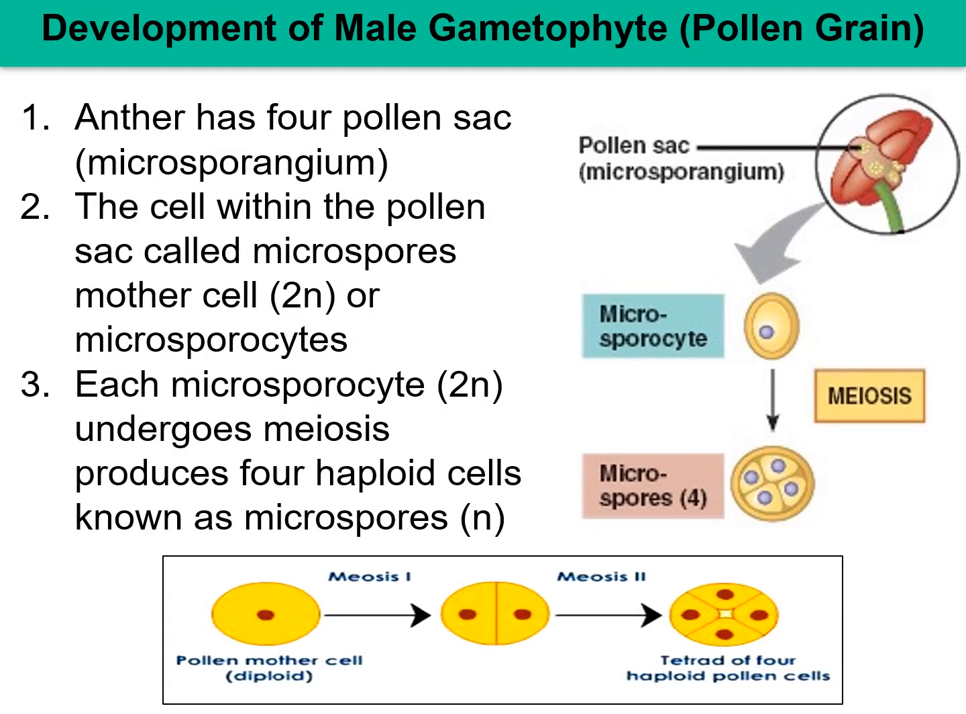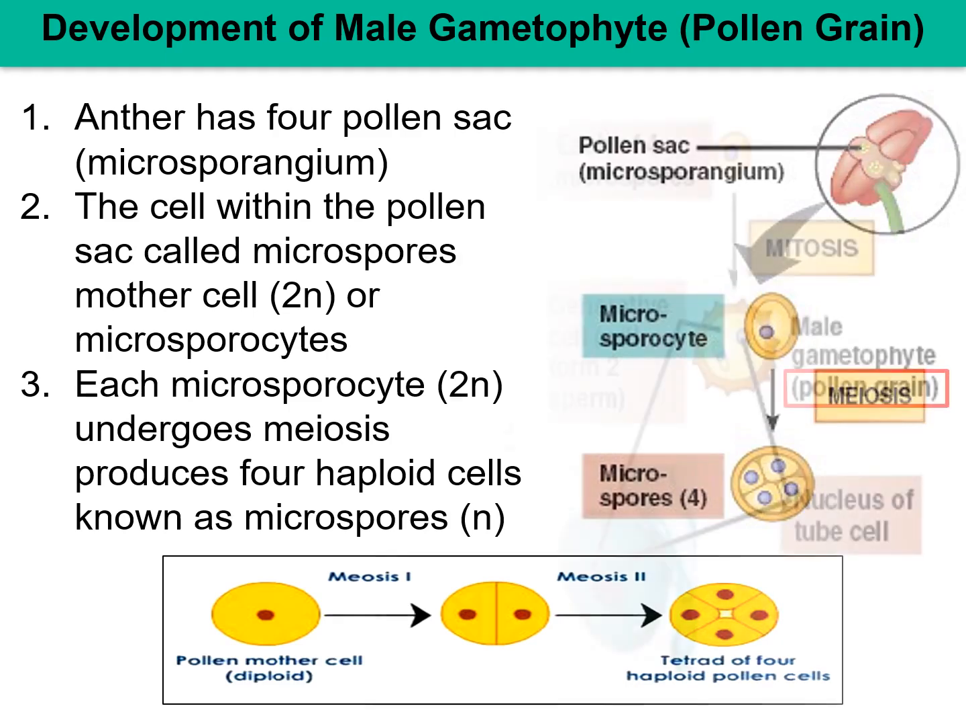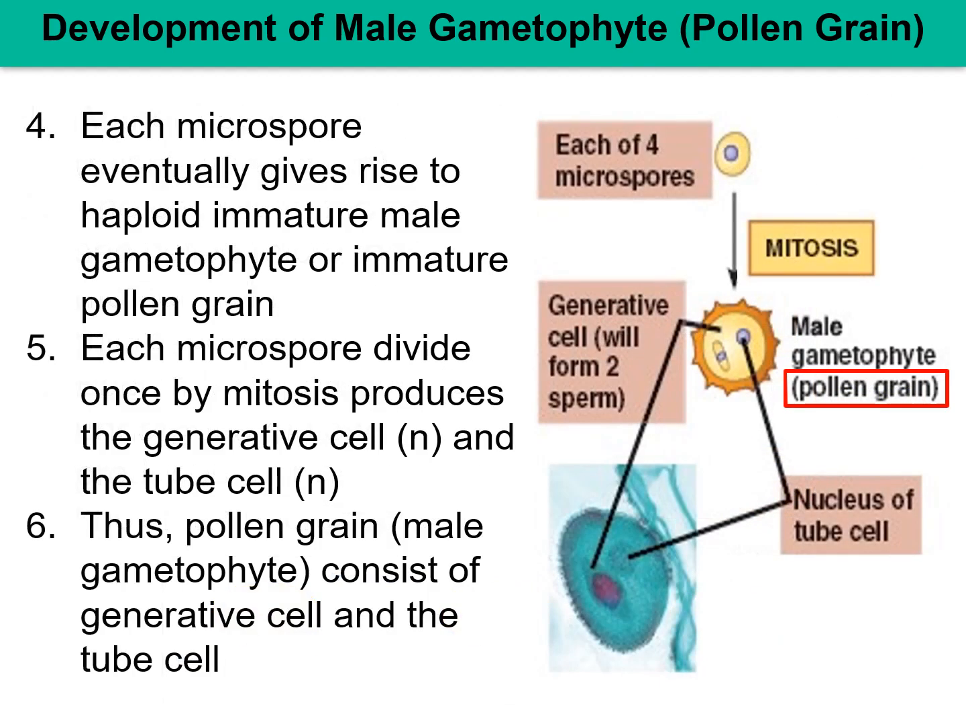The anther usually has 4 pollen sacs, dan memang struktur secara umum anther has 4 pollen sacs. In the pollen sac, we can find the microspore mother cells or microsporocytes. Each microsporocyte undergoes meiosis, producing 4 haploid cells known as microspores. Each microspore will give rise to a haploid male gametophyte, or immature pollen grain.